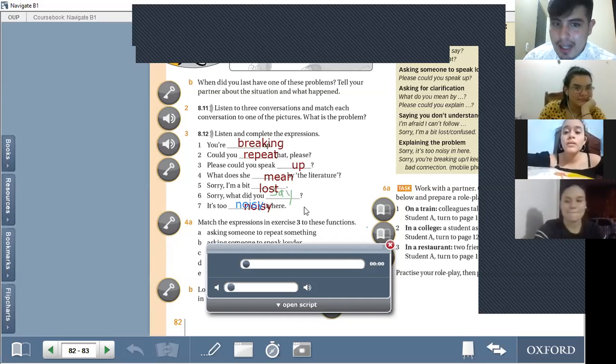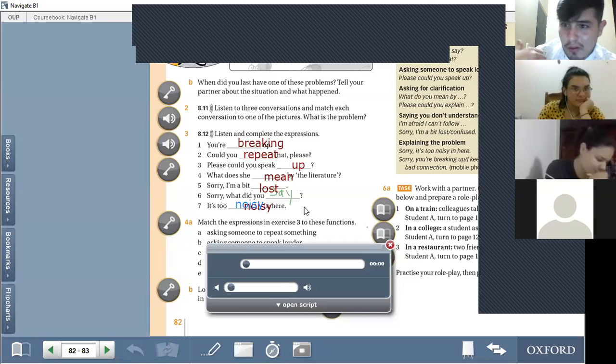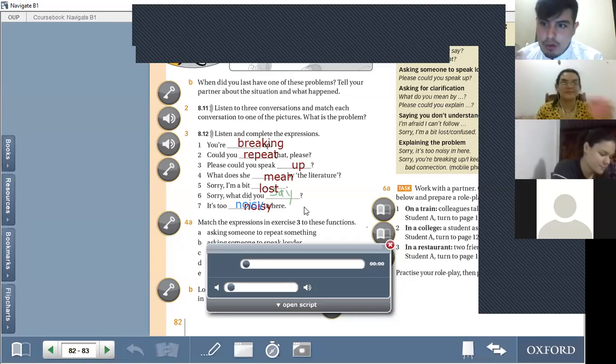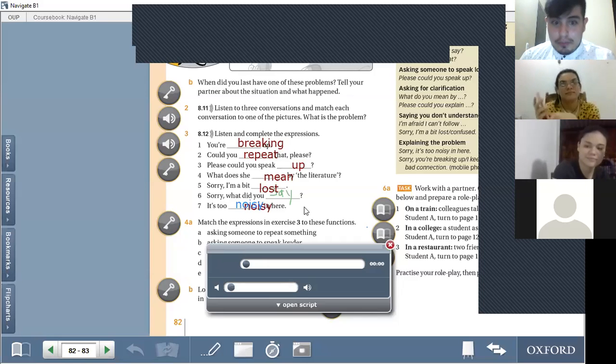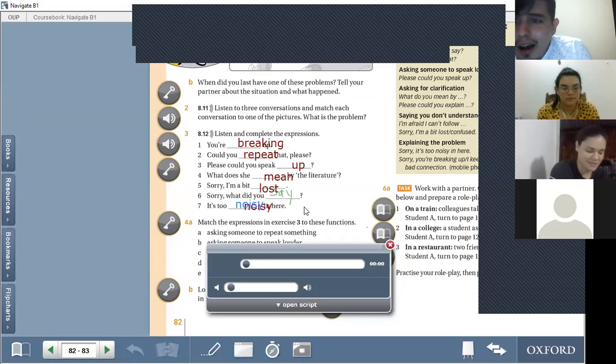That means that when you are on a phone call and somebody's calling you, and maybe that person is on a train or in a place where the signal starts getting lost. This happens, all right? And you use the expression, you're breaking up. Okay, I can understand what you say because the signal is like, okay? So number 2, could you repeat that, please?